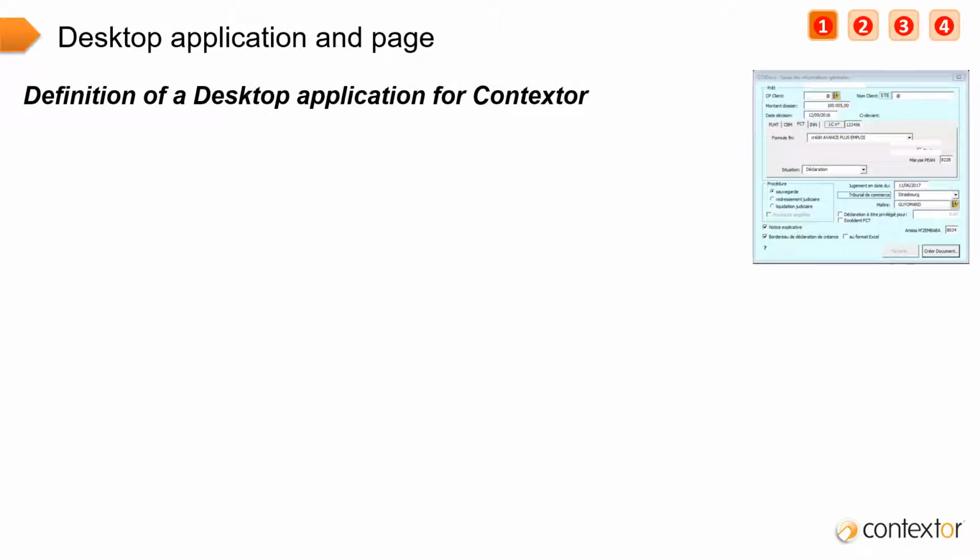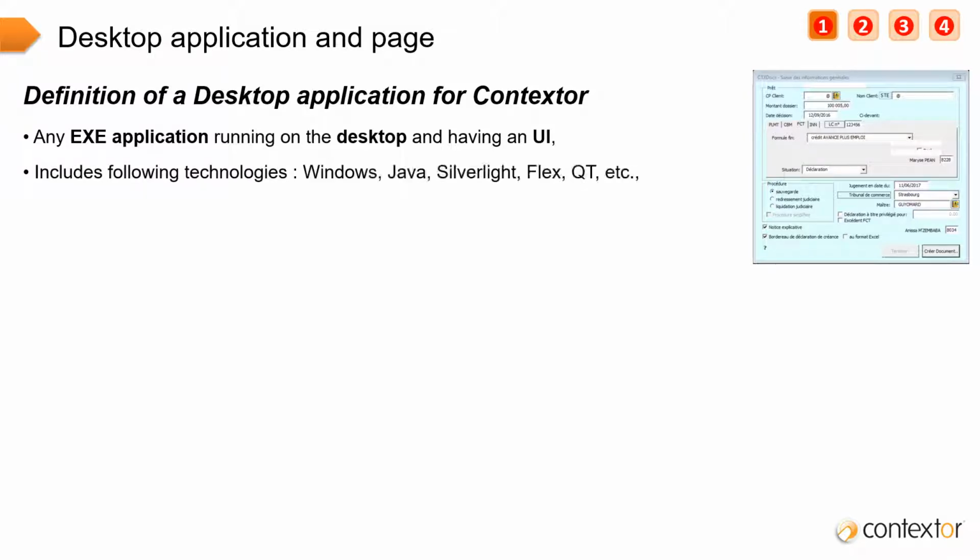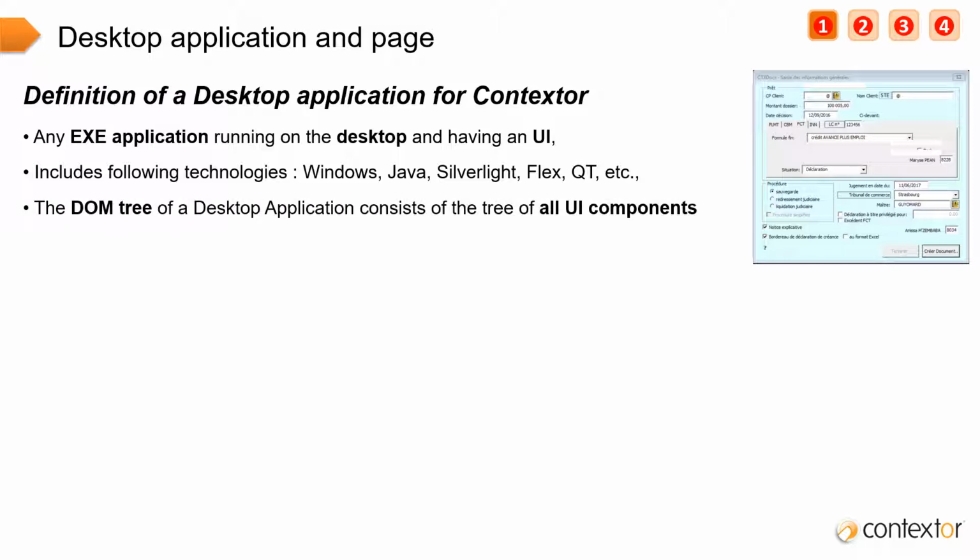Definition of a desktop application for Contextor. Any exe application running on the desktop and having an UI. Includes following technologies: Windows, Java, Silverlight, Flex, Qt, etc. The DOM tree of a desktop application consists of the tree of all UI components created by the application.